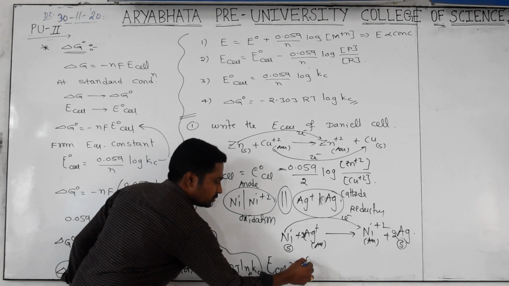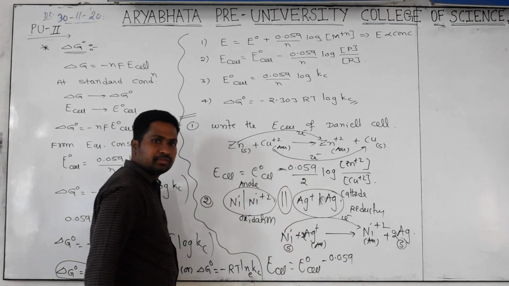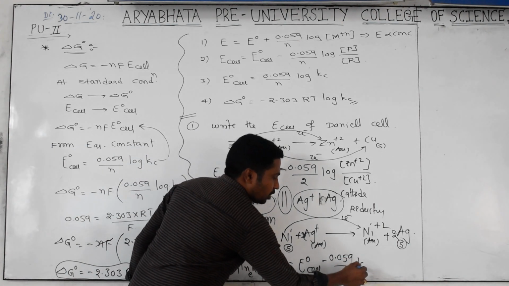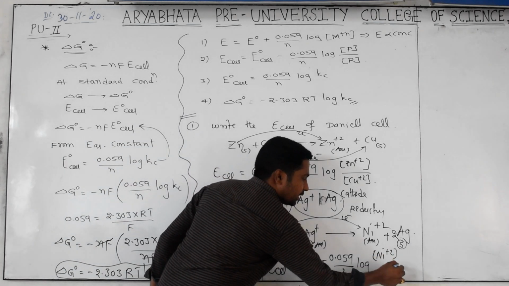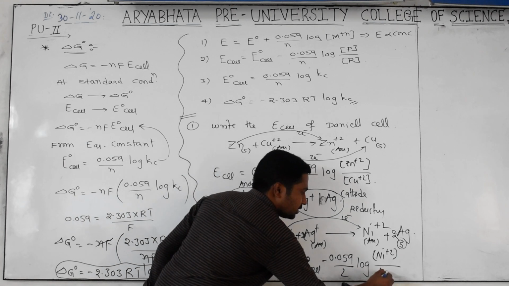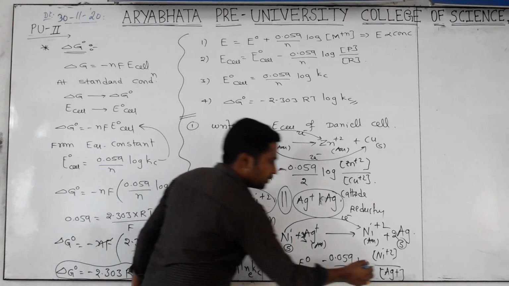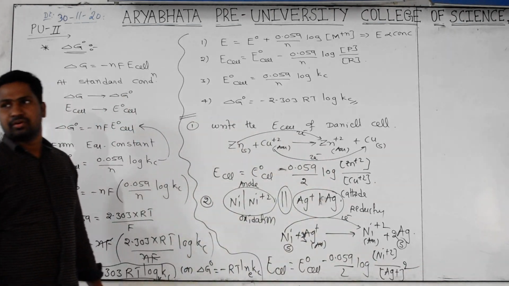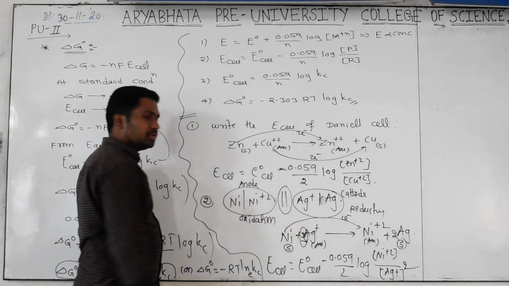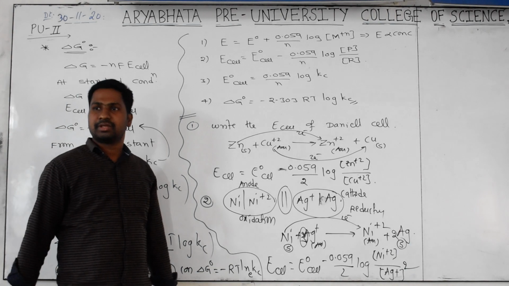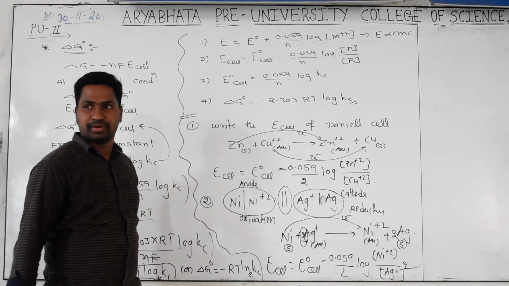EMF of this cell is equal to standard EMF of this cell minus 0.059 by 2 into log of the concentration of the product ions Ni2+ by the concentration of Ag+ ions. That's it, no? Yes, because the coefficient goes in its power: Ag+ whole square. That point, don't forget. 99% of students make this mistake. They write only the nickel ion concentration by the silver ion concentration. It should not be, according to the equilibrium concept; whatever coefficient is there goes directly in its power.